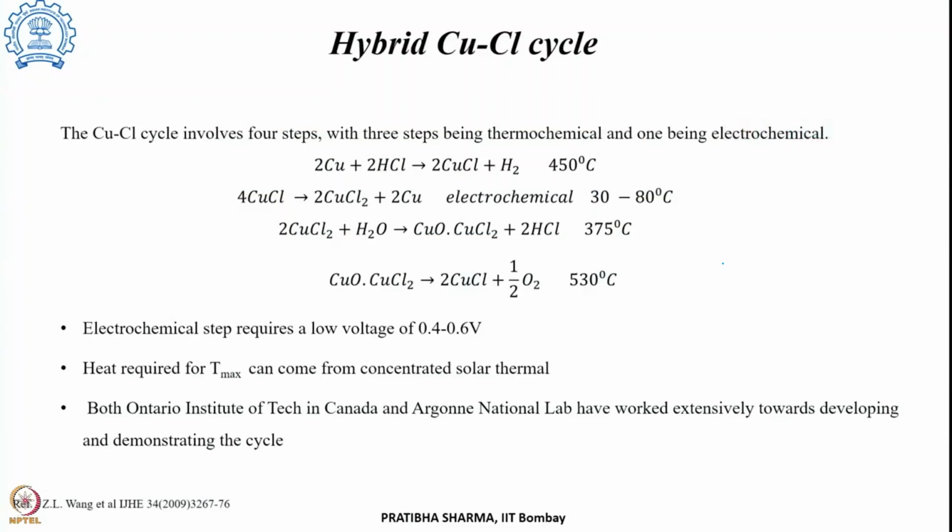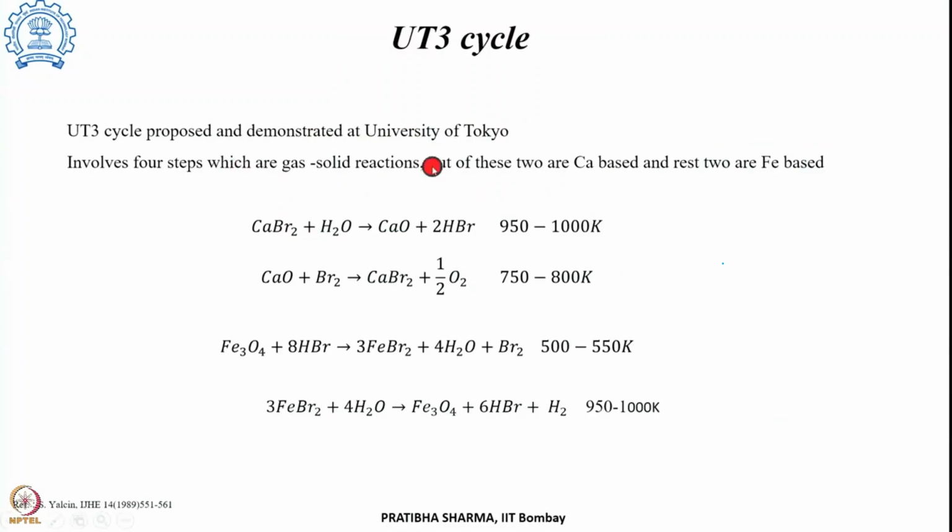This is also a hybrid Cu-Cl cycle, and there is a reaction shown here, and you can see the reaction. And the UT-3 reactions, you can go through the reaction. Here calcium and calcium bromide are used. Here the temperature is around 1000 degrees centigrade. Okay, this reaction, these steps were discovered, invented by the University of Tokyo.